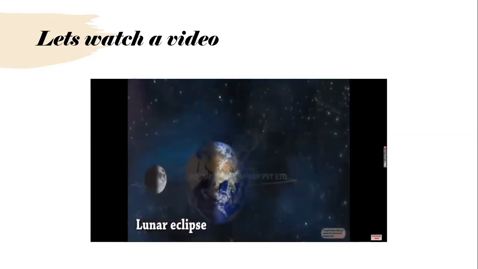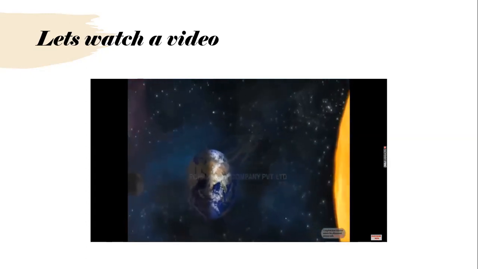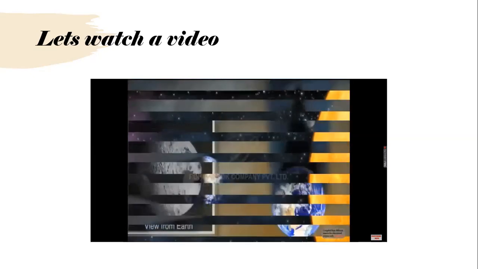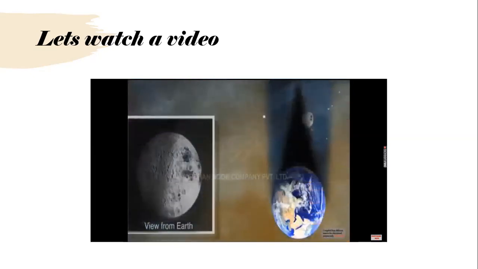Lunar eclipse. Sometimes the Earth comes between the sun and the moon, and the Earth casts a shadow on the moon. When this happens, a lunar eclipse takes place.